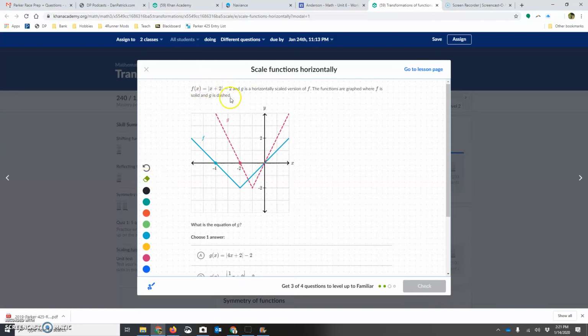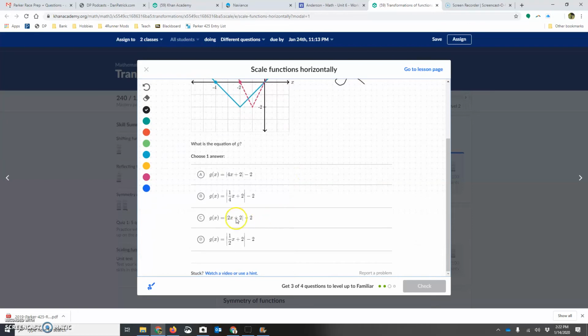So let's see here. What's happening? So original is the blue one. We have a -4 at 0. X equals 0. And then our new value is -2. So -4 over -2 is equal to 2. So what we should have in our new function is just a 2 right in front of our x. Nothing else is going to change. So we're having 2x plus 2 in absolute value minus 2. Let's find that. There it is. C is our answer.